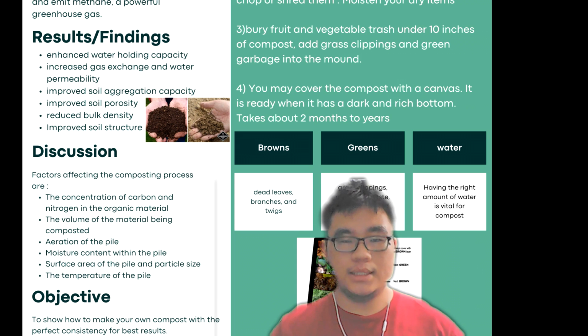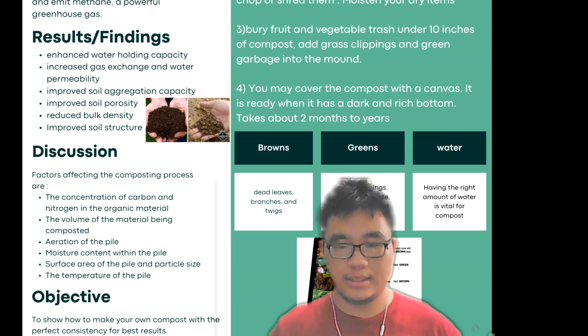Today, I'm going to talk about the 6 factors that can affect the composting process. First is the concentration of carbon and nitrogen in the organic material. The ratio of carbon to nitrogen must be 30:1, because if the concentration of nitrogen is higher than this, there is nitrogen that is not needed for the composting process. So it may react with the air to produce ammonia gas, which can be very smelly.